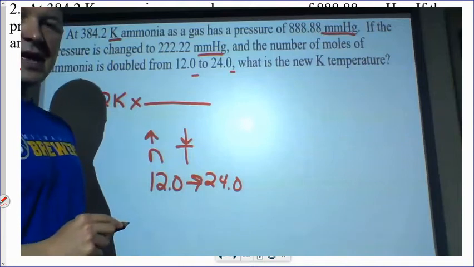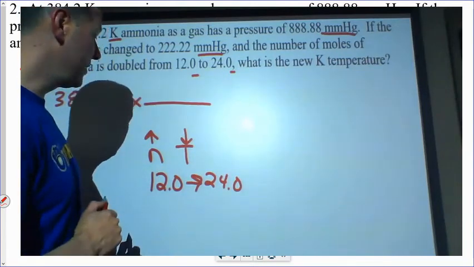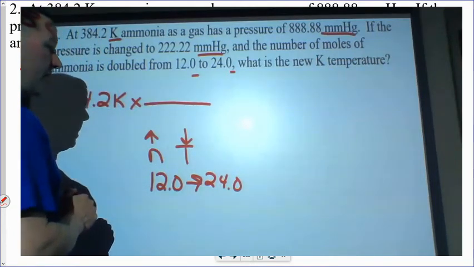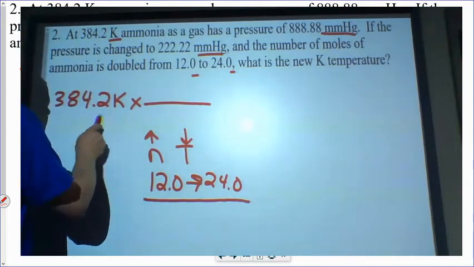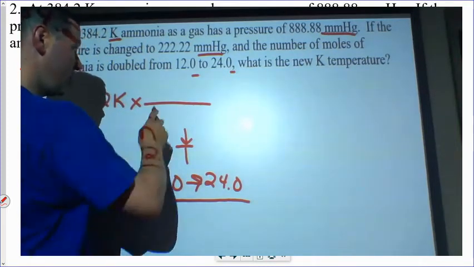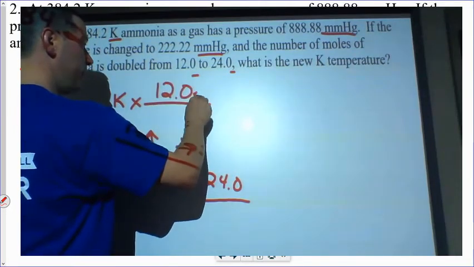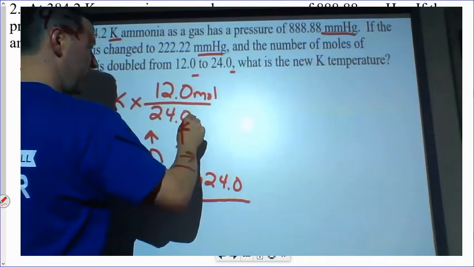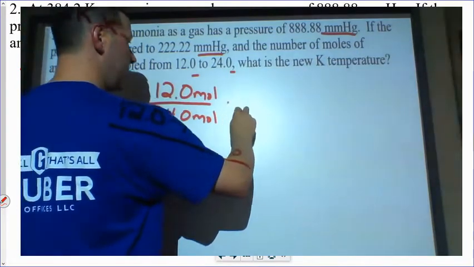If our moles increase, then our temperature must decrease. And again, they found that mathematically, that is pretty much the only way that they could figure it out. So if the moles are going up, the temperature must go down. So I arranged these two numbers to make my temperature get smaller. So if I want my answer to get smaller, I put the smaller number on top. If you want your answer to get bigger, you put the bigger number on top.